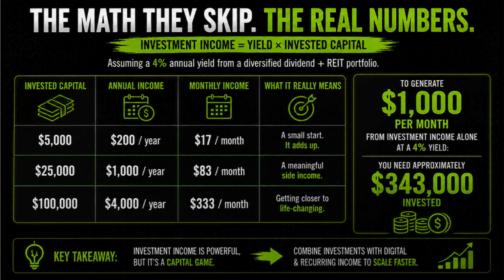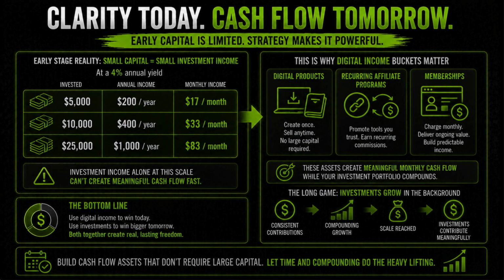$25,000 invested, $1,000 per year, $83 a month. $100,000 invested, $4,000 per year, $333 per month. To generate $1,000 per month from investment income alone at a 4% yield, that's approximately $343,000 invested. That number is not meant to discourage. It's meant to clarify. Many people searching for monthly passive income investments are starting with $5,000 or $10,000.